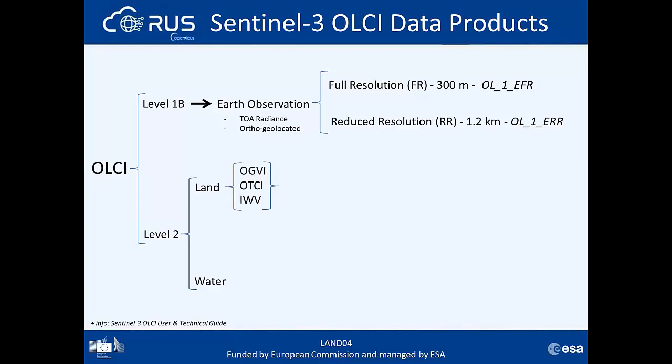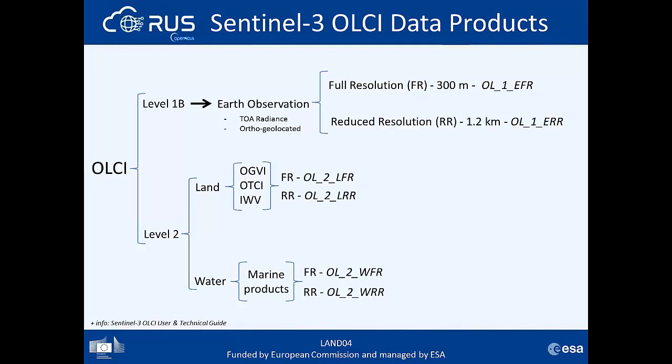So for land applications, we can get the OLCI Global Vegetation Index, the Terrestrial Chlorophyll Index, and the Integrated Water Vapor. And again, those are available in full resolution and reduced resolution. For water applications, there is also a long list of geophysical parameters that you can get, but I will not go through them since it's quite long, and today we are focusing on land. Just remember, you can also get them in full resolution and reduced resolution.